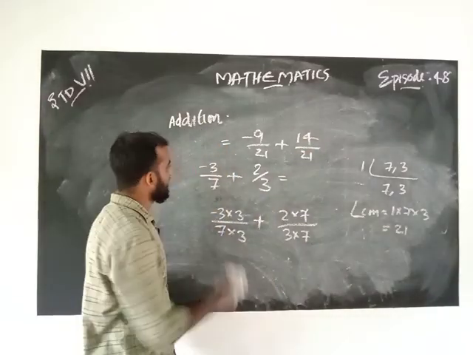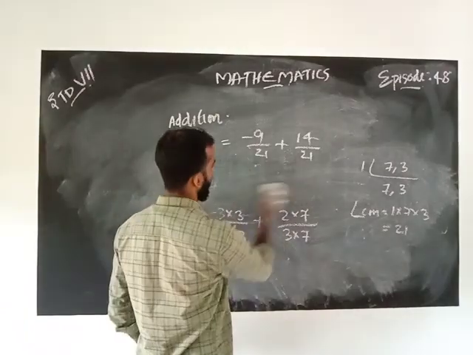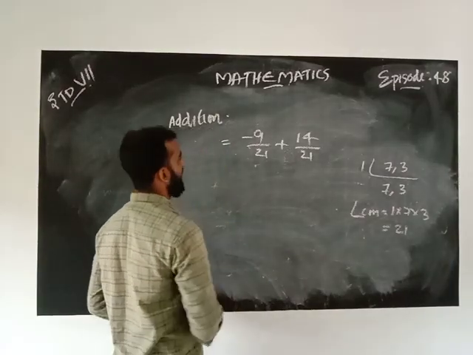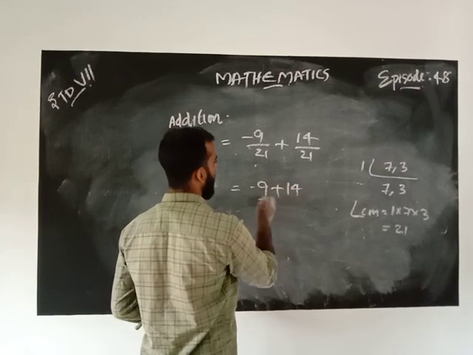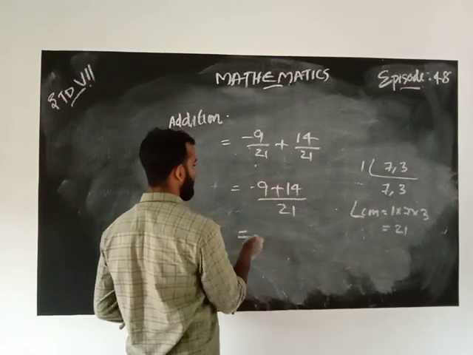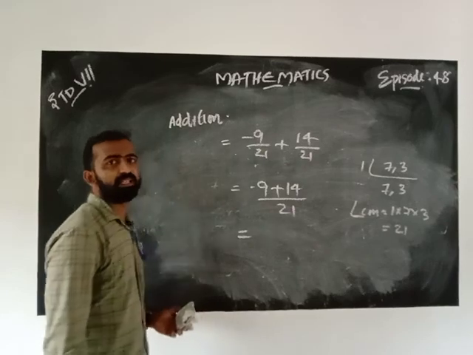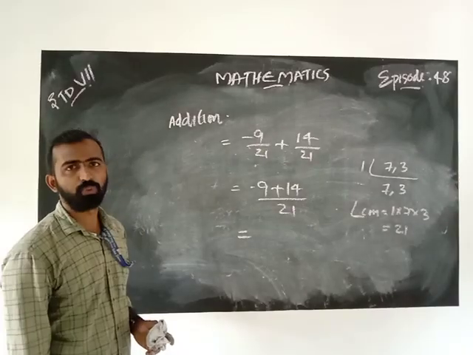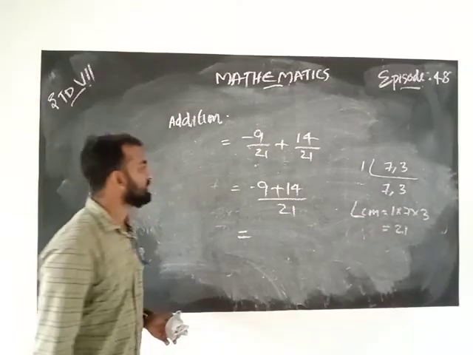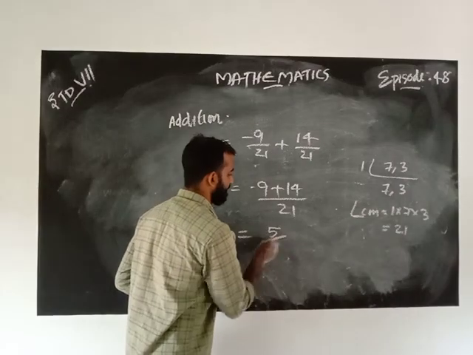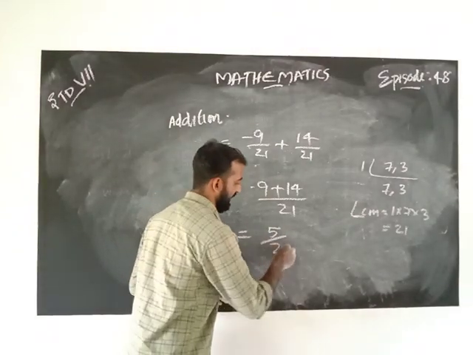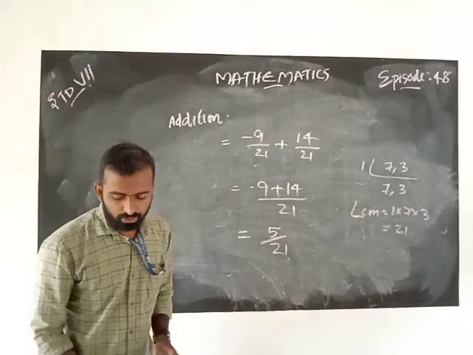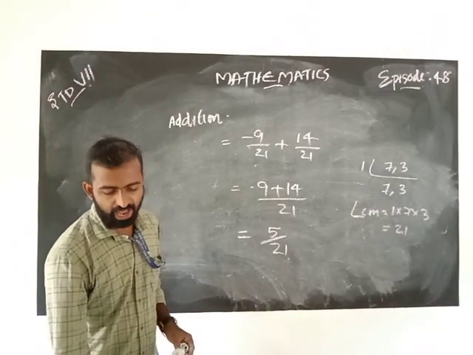What is the answer? The answer is negative 9 plus 14 by 21. What do we get when we add these two? We get 5 by 21. Yes, 5 by 21. That is the answer.